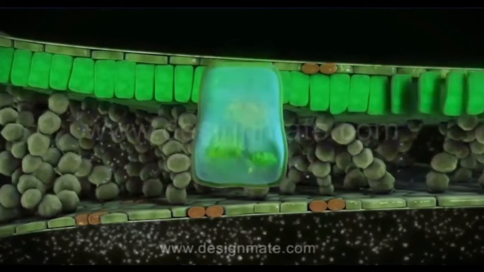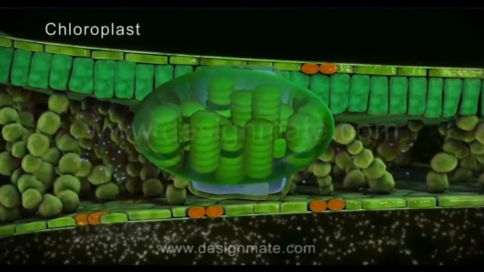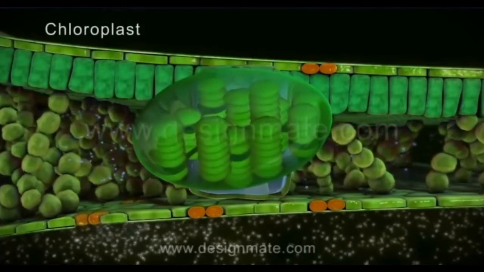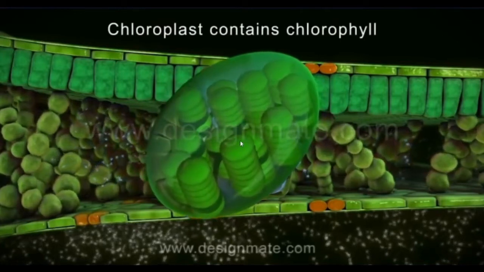These cells have specialized organelles called chloroplasts. Chloroplasts contain the pigment chlorophyll, which gives the green color to the leaf.